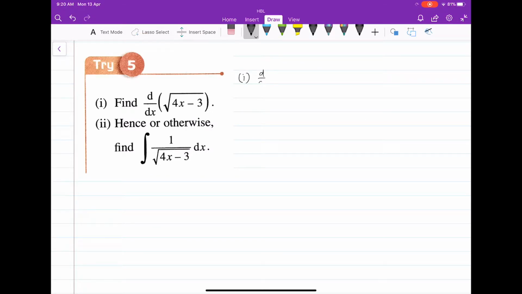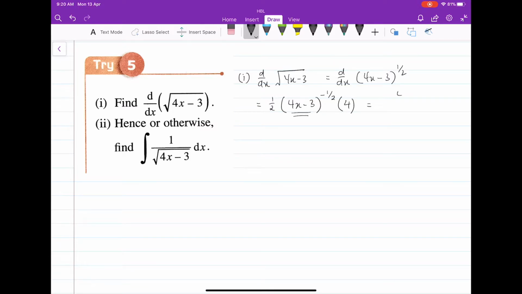So d/dx of the square root of 4x minus 3, which is equal to d/dx of (4x minus 3) to the power half. We're going to use the chain rule here. Bring the half down, 4x minus 3, and reduce the power by 1. Minus 1 and a minus 1 gets negative half. And then don't forget, you will need to differentiate whatever's inside the brackets. So that's 4.